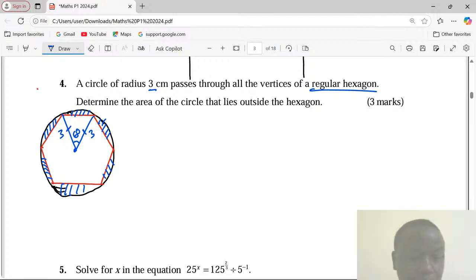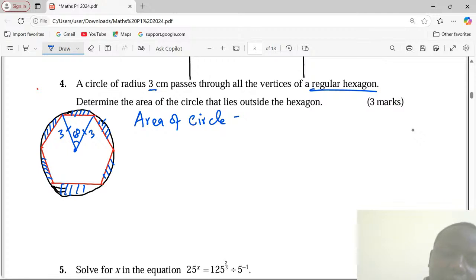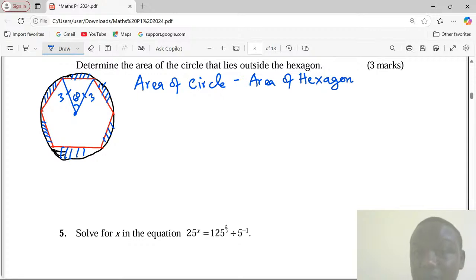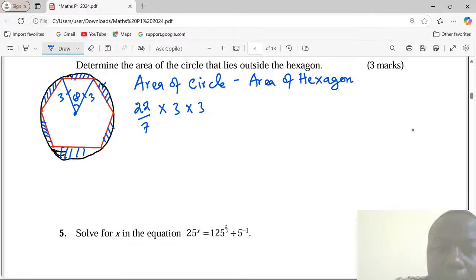Then we say, there are 2 possible approaches here, and we can use both actually. We need area of circle minus area of hexagon. Exactly. Area of circle minus area of hexagon. That will give us the area lying outside. So area of the circle will be pi r squared, then minus area of the hexagon.